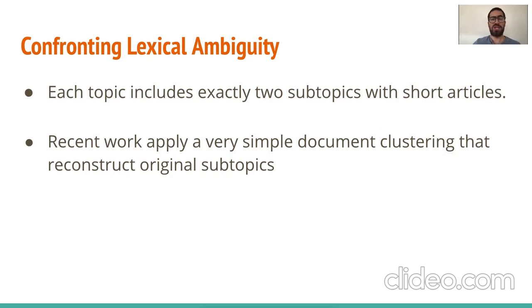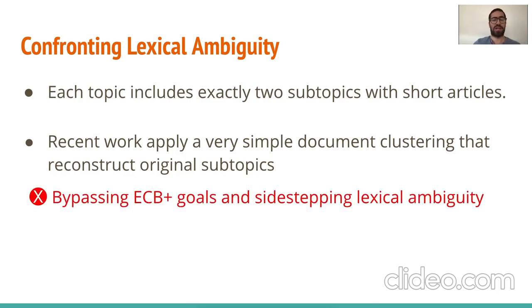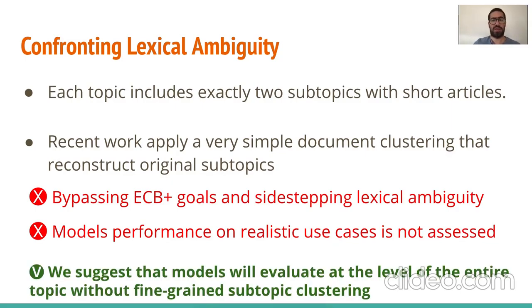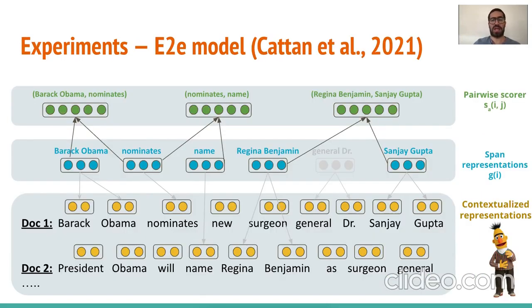However, since each topic includes exactly 2 subtopics with very short articles, recent work reconstructs the original subtopics by applying a very simple document clustering. And it bypasses ECB+'s goal to challenge models with lexical ambiguity, and as a result, models' performance on a realistic use case with lexical ambiguity is not evaluated. To allow more realistic evaluation, we suggest that models get the entire topic as input without fine-grained subtopic clustering.